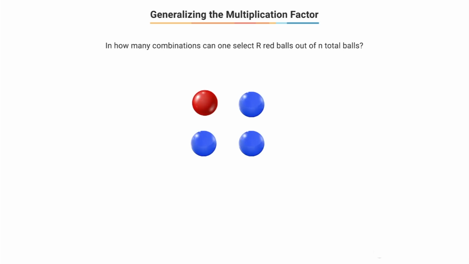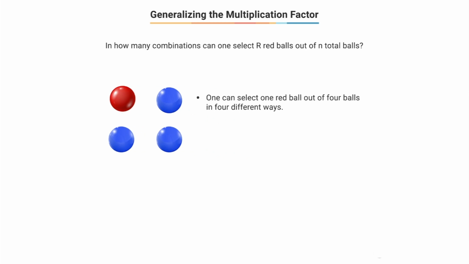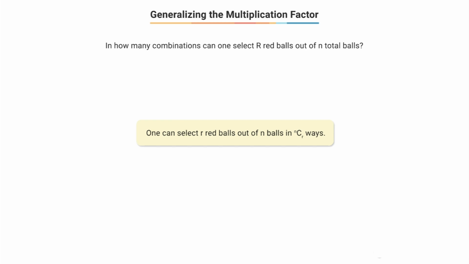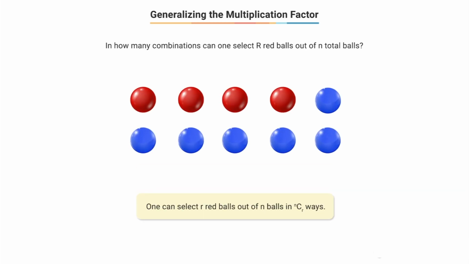For example, when we selected one red ball out of 4 balls, we saw that there were 4 different combinations in which this was possible. When we were drawing 2 red balls out of 4 balls, we saw that there were 6 different combinations that would generate. So if we have to generalize this, we can count the number of combinations in which we can get R red balls out of a total number of n balls, and this will be equal to nCr.